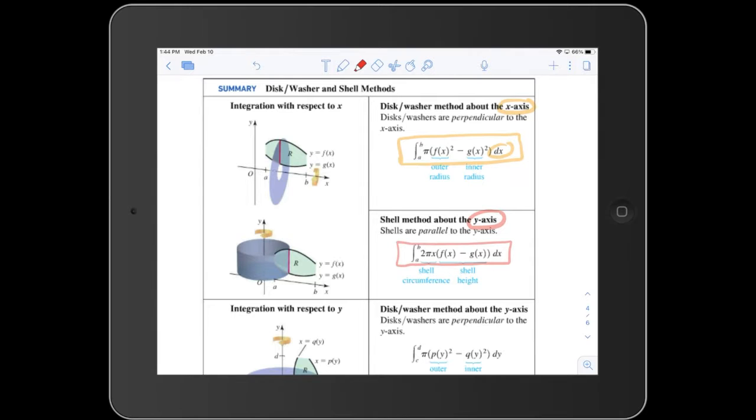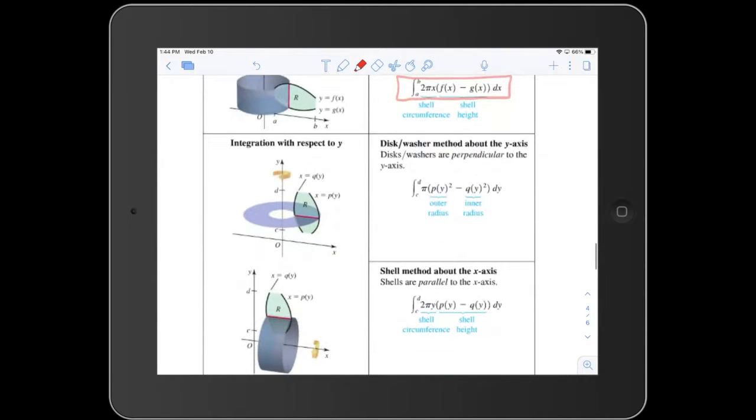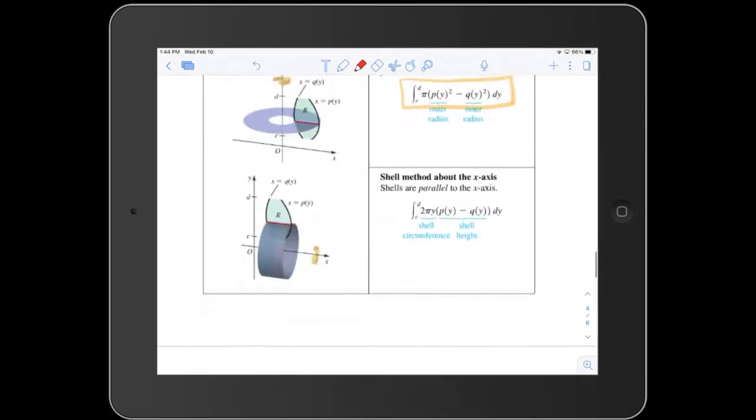And this is a very important concept to keep in mind. Same idea, integration with respect to y. If we're doing disk or washer method, and we're rotating about the y-axis, then yes, everything is with respect to that same variable. But for the shell method, that's different. For the shell method, if we're doing it about the x-axis, then we have everything in terms of y.